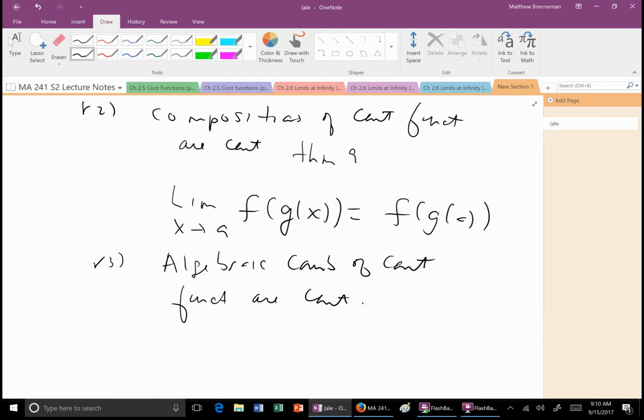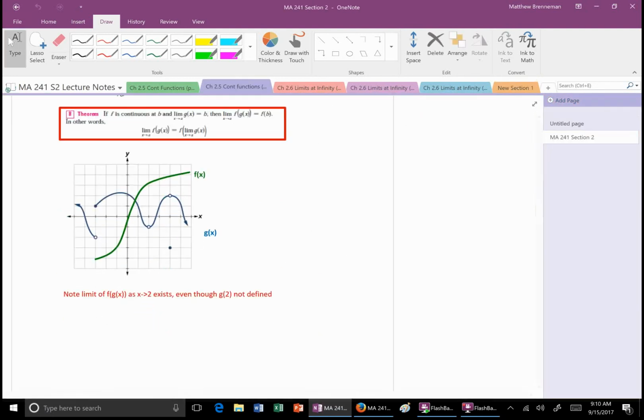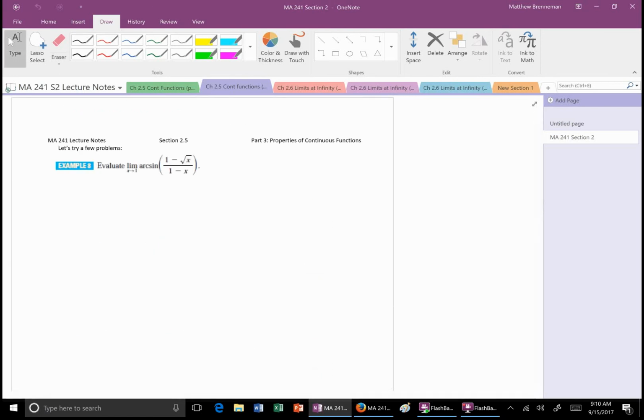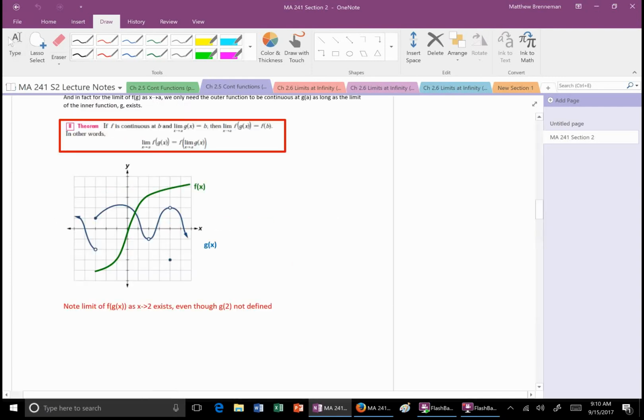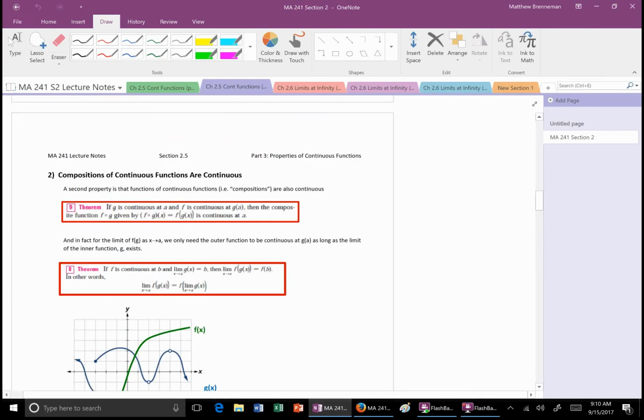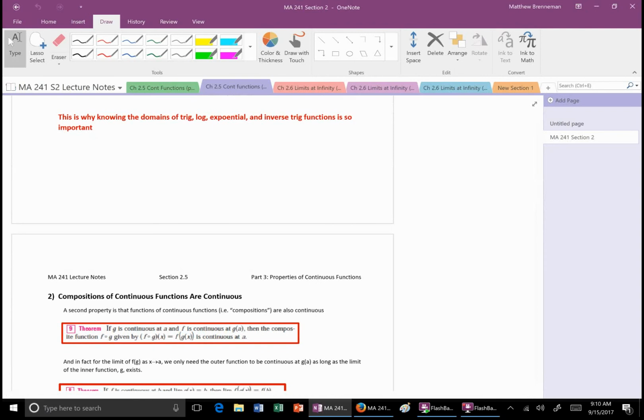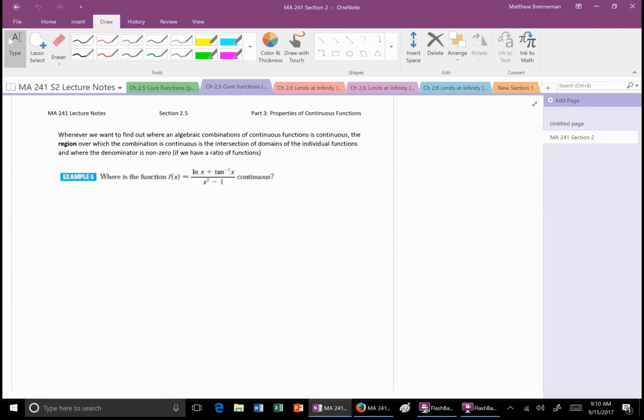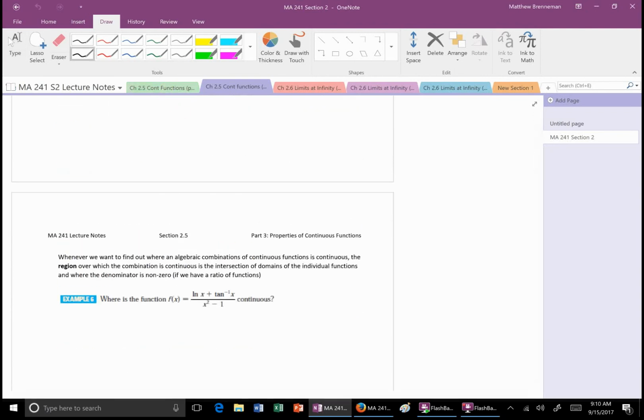So I want to pick up and go back a little bit, just back up a little bit and talk about this example. This is the notes from 2.5, and this is part 2. And I'm on page 2. Actually it's part, hold on, let me make sure I have the right one here.